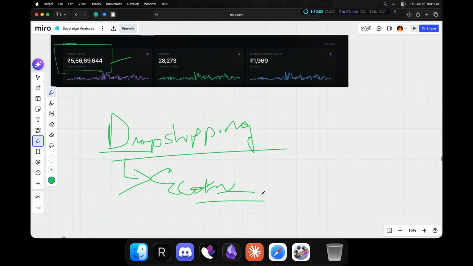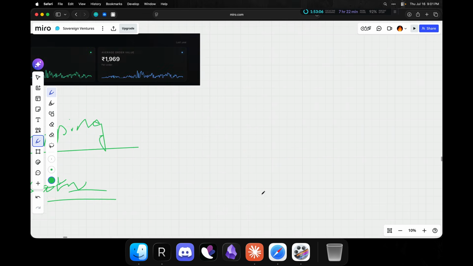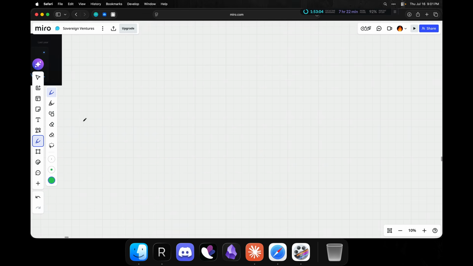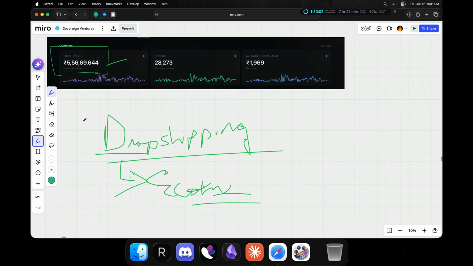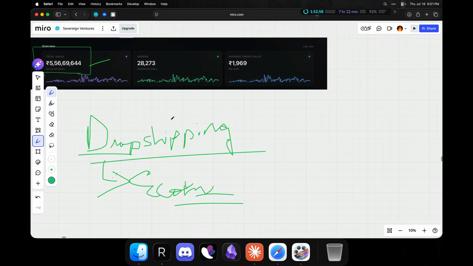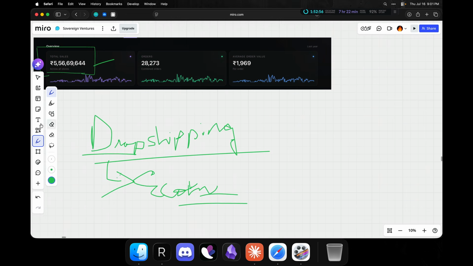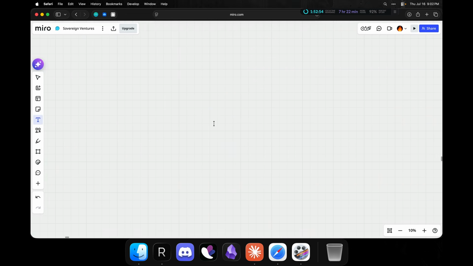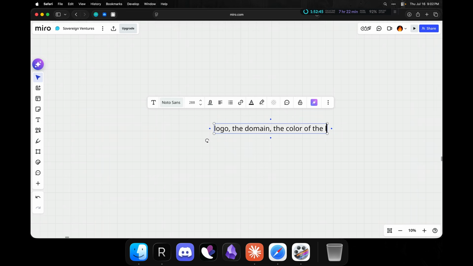The second thing that you need to understand is that your speed of iteration is far more important than the quality of the iteration you do in the beginning. All right. So what happens when you're starting is that most people get very obsessed with very small things like the logo, the domain, the color of the logo, and the theme, etc.